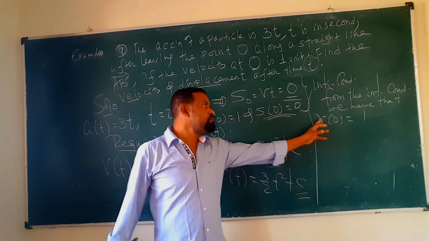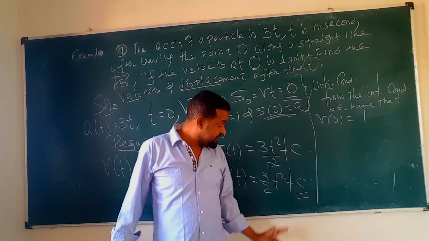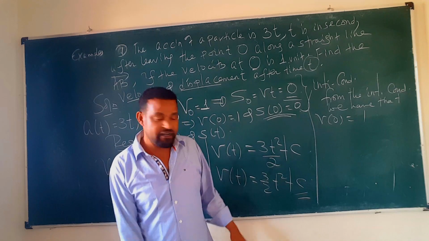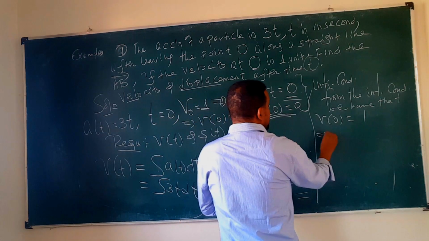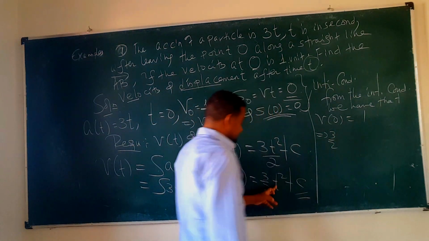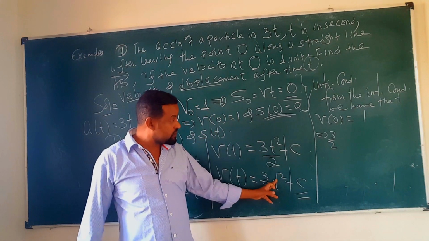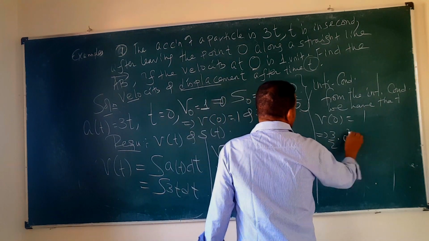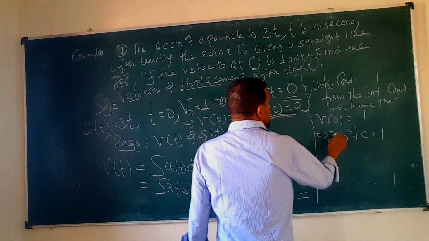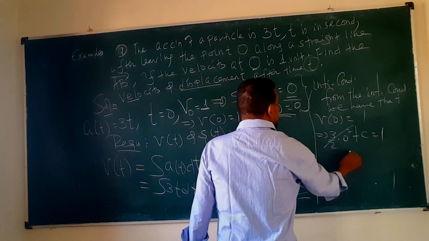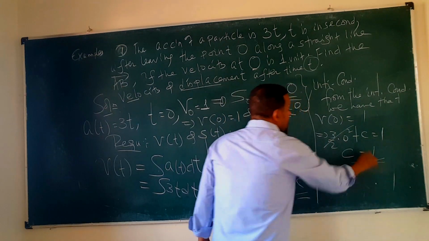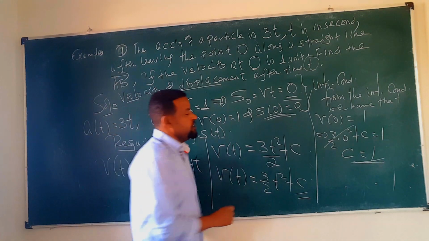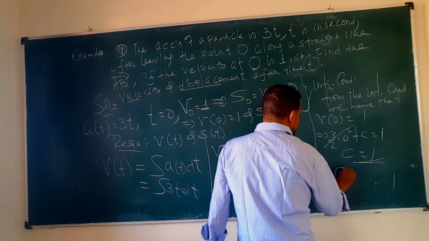So now in our velocity function, in place of t we substitute 0 and find the value of c. That will be 3 over 2 times 0 squared plus c is equal to 1. So 3 over 2 times 0 is 0, and what remains is c is equal to 1. So we found the constant of integration c, which is 1.